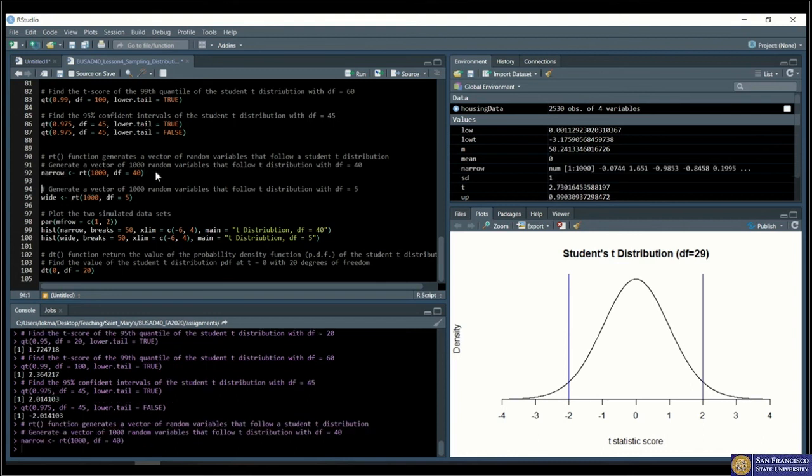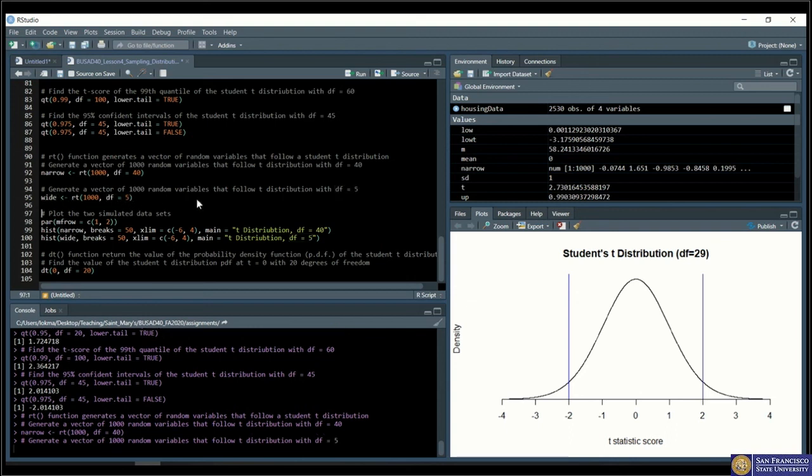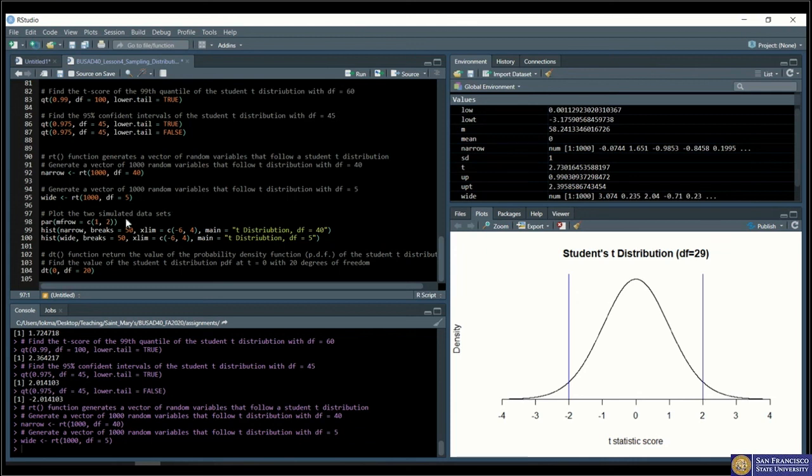So let's run this. And I'm going to generate another simulated data set of 1000 data points, and this time it follows the t-distribution with 5 degrees of freedom. I call this the Y data set, so I save it. Now I'm going to plot the two graphs. The par function allows me to separate the dimensions of a plot. It's just like a drawing paper, and I split it into two. This time I want to have 1 row and 2 columns of plots to show.